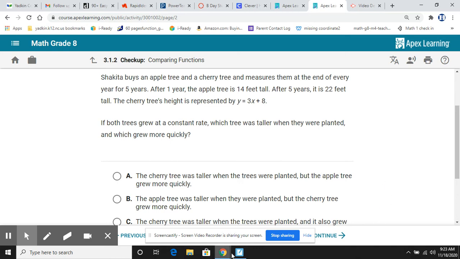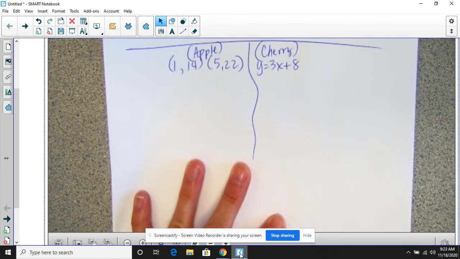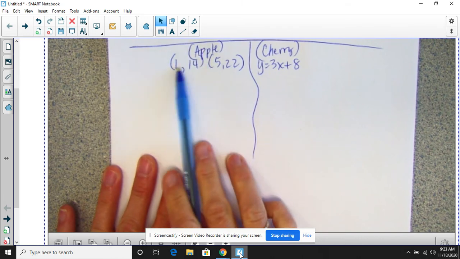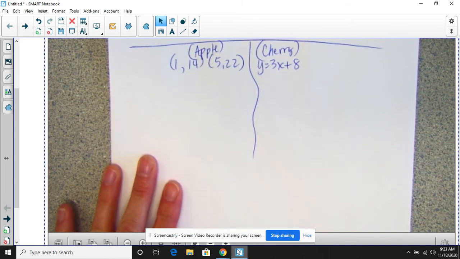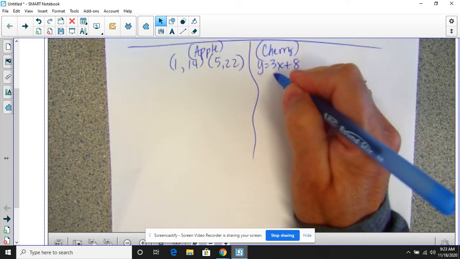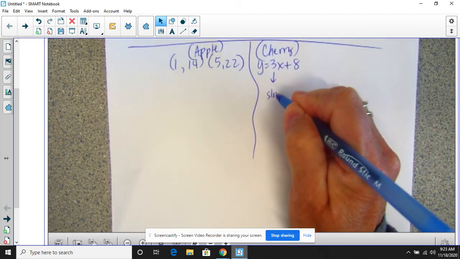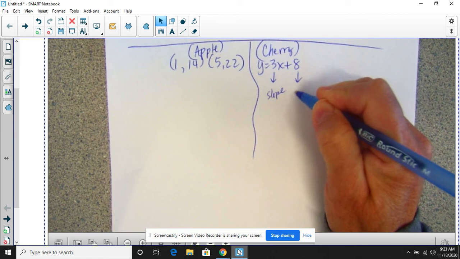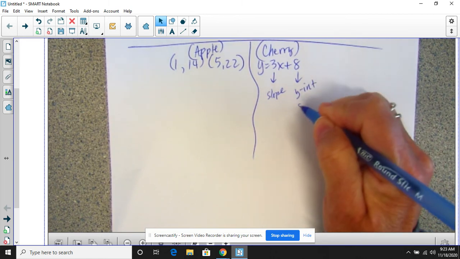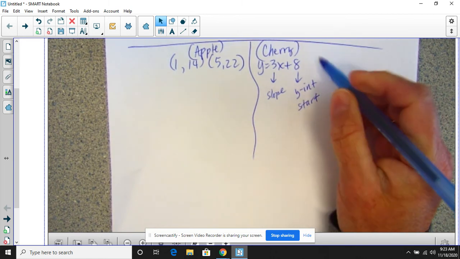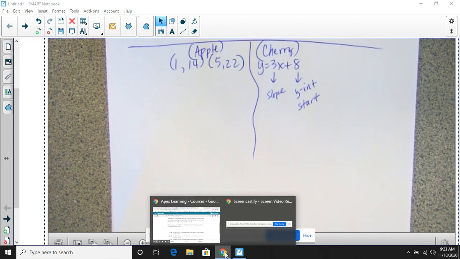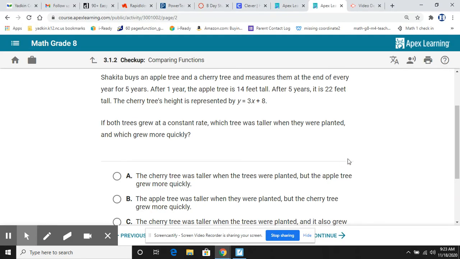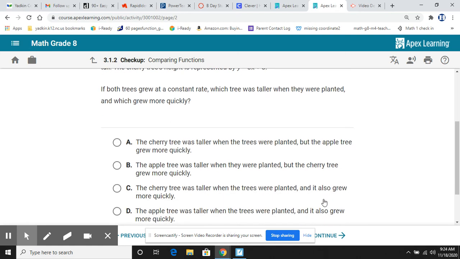So I'm going to go to my paper here to show you what I wrote down. The apple tree, we have these 2 ordered pairs. After 1 year, 14. After 5 years, 22. The cherry tree is written by this. So this is our rate of change, our slope. This is our y-intercept or our starting point. So when it asked how tall it was, 8. So let's go back here and look at this again. Which tree was taller when they planted and which grew more quickly?